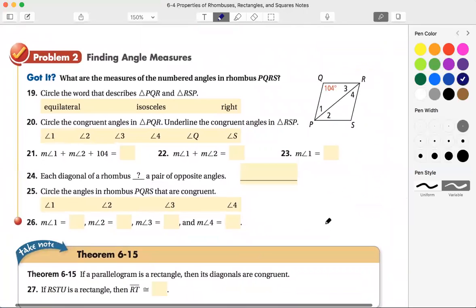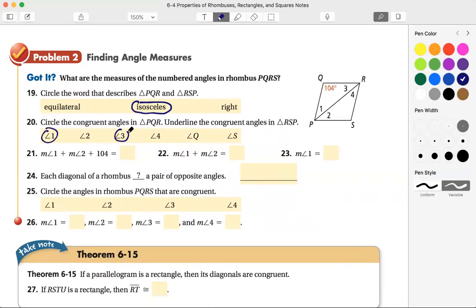Circle the word that describes triangle PQR and triangle RSP. Well, they are isosceles. Circle the congruent angles and underline the congruent angles. The congruent angles in PQR are angles 1 and 3. The congruent angles in RSP are 2 and 4. So 1 plus 2 plus 104 must equal 180. 1 plus 2 must equal 76. So angle 1 must equal 38.